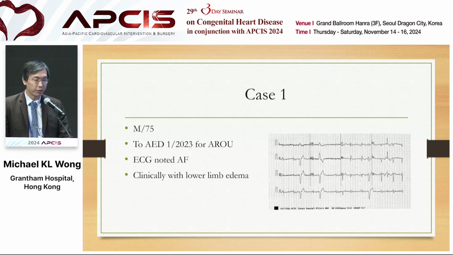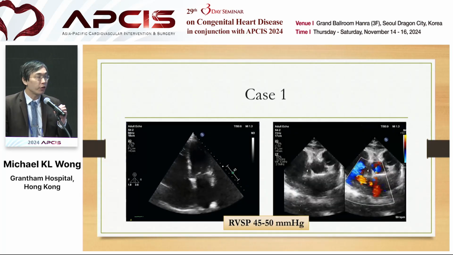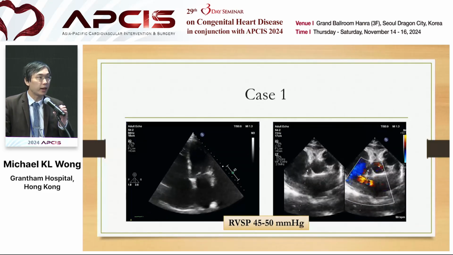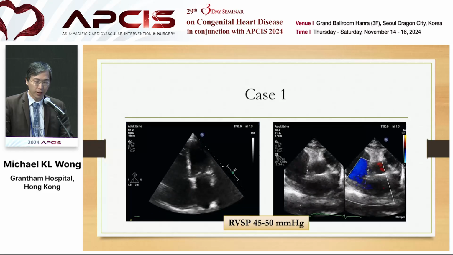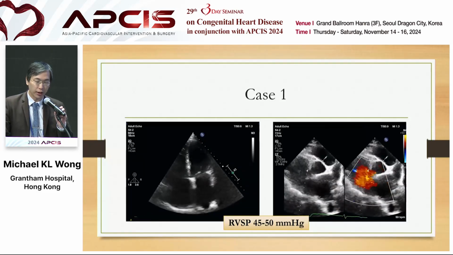This is an elderly gentleman, just following the last lecture. He initially presented to the emergency department because of acute retention of urine. Routine admission assessment showed atrial fibrillation, and clinically there was bilateral lower limb edema. The echocardiogram showed a dilated right ventricle and right atrium, and on a closer view on the short axis, there is a communication between the LA and RA.